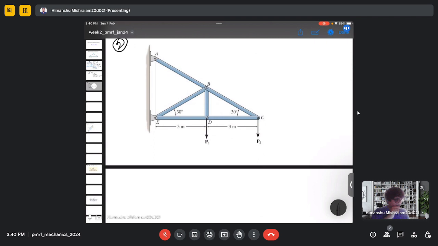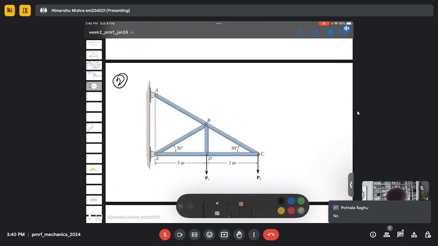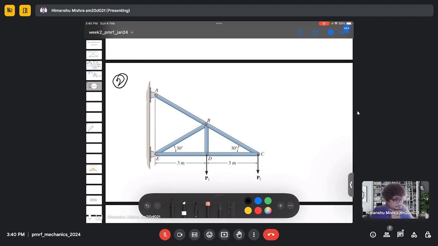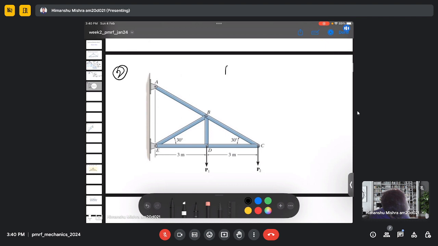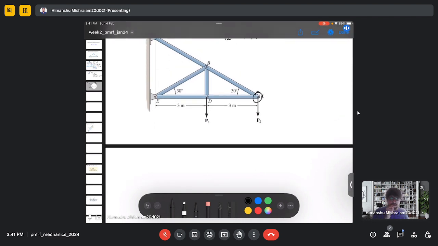So here also we need to calculate the force at, I think, all the members. Okay, let's calculate at all. So here P1 is 2 kilonewton and P2 is 1.5 kilonewton. And first let's consider this joint C.